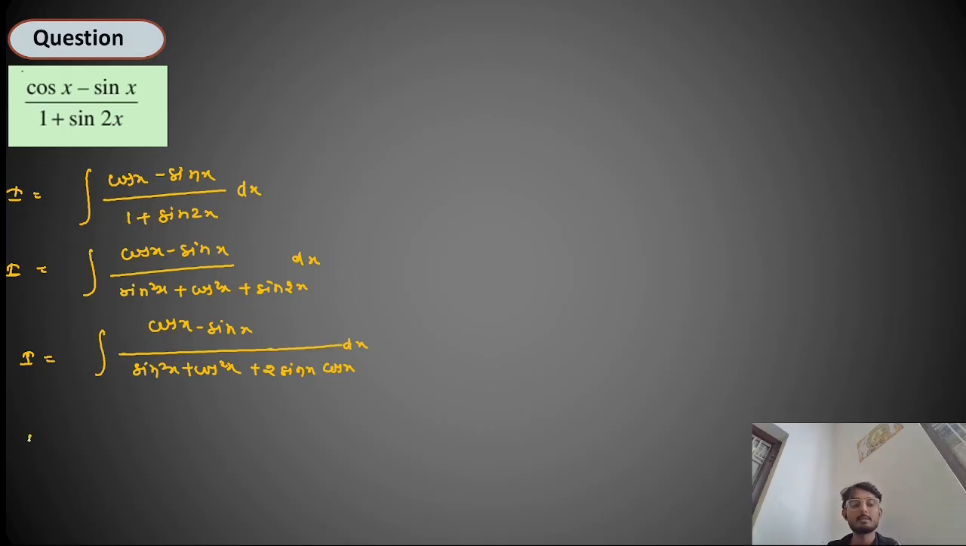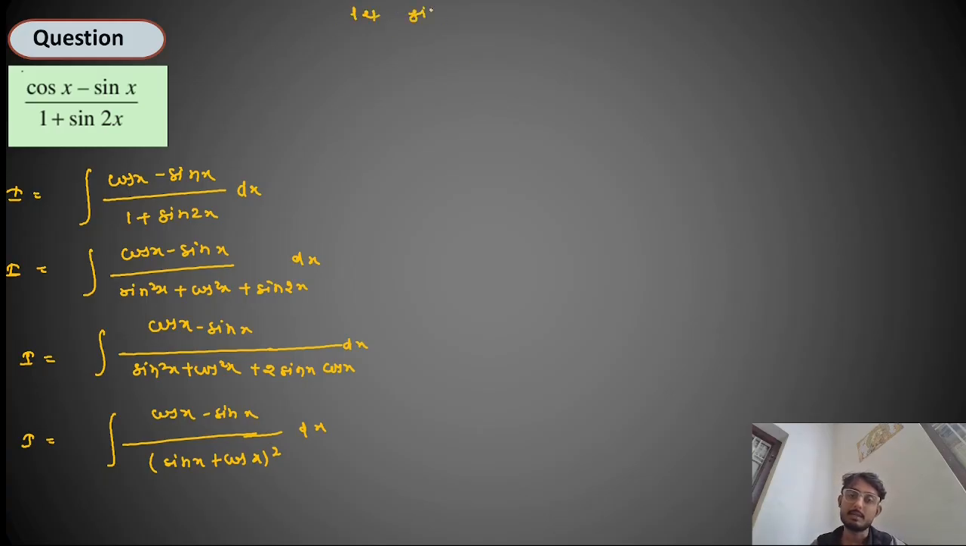So here you will get I equal to cos x minus sin x upon a square plus b square plus 2ab. It means a plus b whole square, so (a plus b) whole square dx. You can assume sin x plus cos x equal to t. So let sin x plus cos x equal to t.